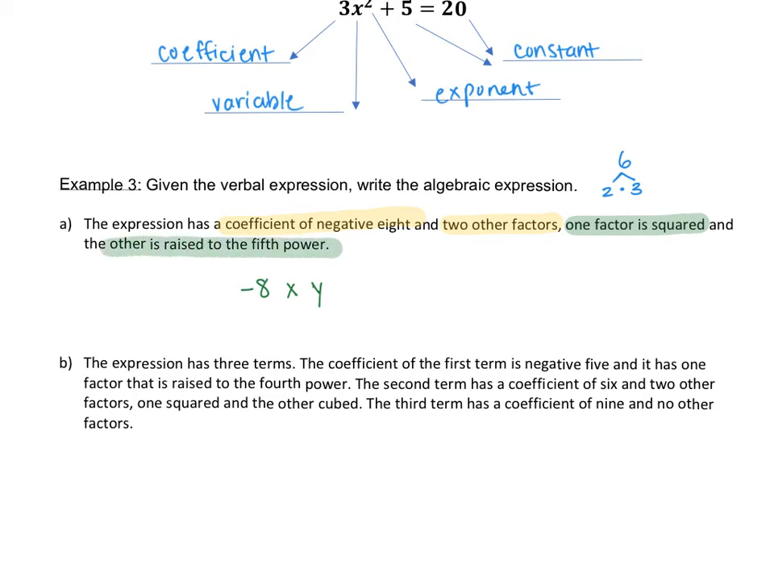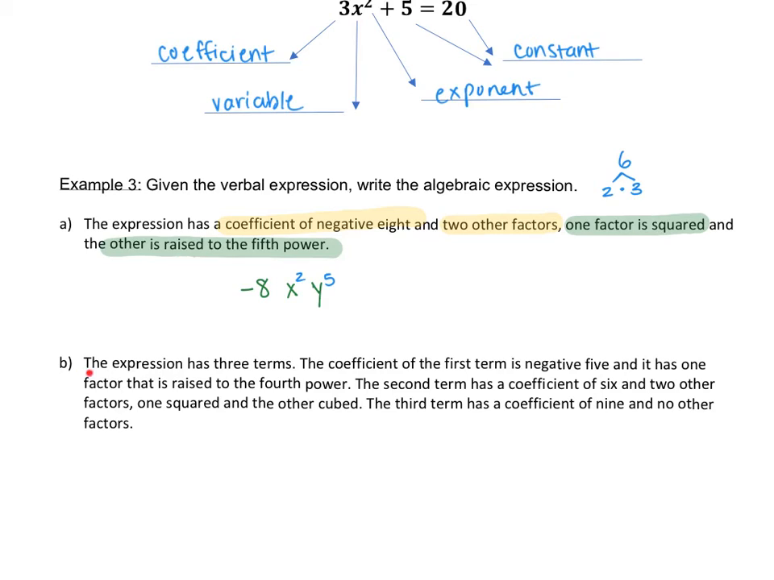So this is saying that one of the factors, let's say X, is squared. So I'm going to put a 2 there because squared means an exponent of 2. And then the other is raised to the 5th power, so the 5th exponent. So I'm going to use the Y and say it's to the 5th power. And then after that, there's nothing left that it says. So this is it. This is my algebraic expression for this sentence.